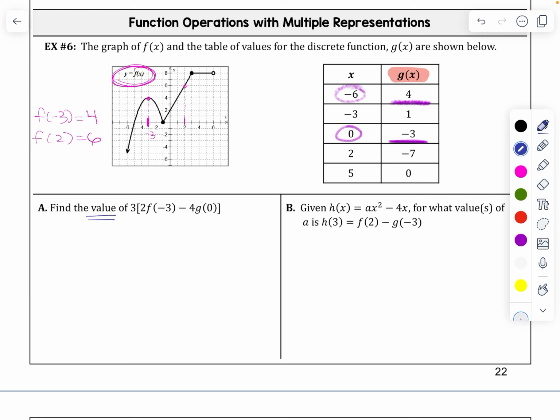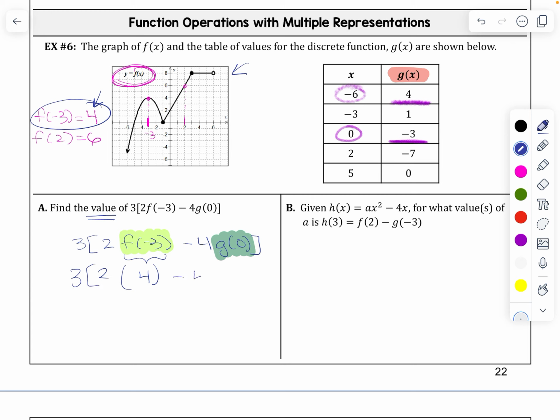Okay, it says find the value of 3 times 2f of -3 minus 4 times g of 0. So the first thing I want to do is identify what information I still need. I need to find f of -3, and I also need to find g of 0. So let's see if I can plug that in. Remember this is my f of x function. If I go to f of -3, I get my answer is 4. So this becomes 4. I can write the rest of this down, minus 4 times, what's g of 0? I know this is my g function. When x is 0, my output is -3.